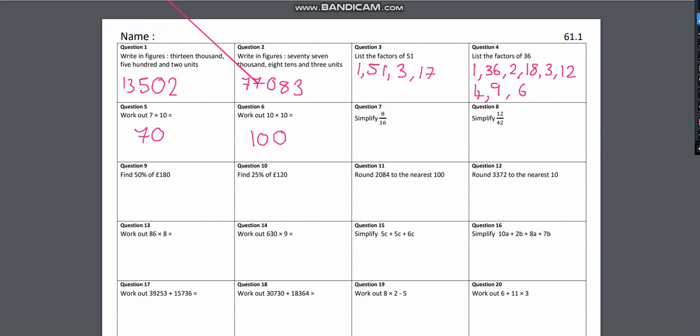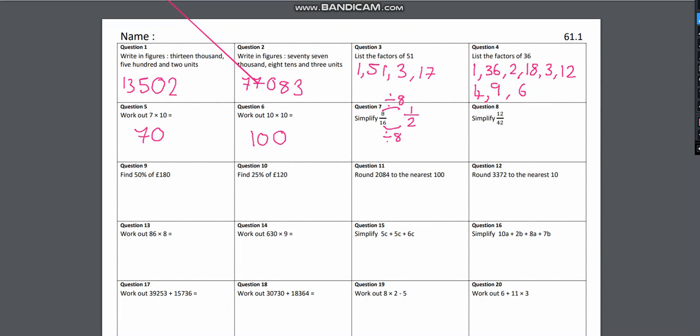Now, simplifying fractions is nice and easy. I've just got to do the same to the top as I did to the bottom, okay? So what goes into both 8 and 16? That's what I want to figure out. Actually, 8 goes into 8 and 16, doesn't it? So if I divide 8 by 8, I get 1. And if I do the same to the bottom, 16 divided by 8, how many 8s go into 16? It's 2. So 8 over 16 is equivalent to 1/2.